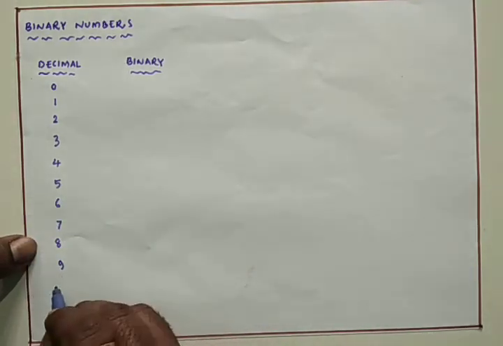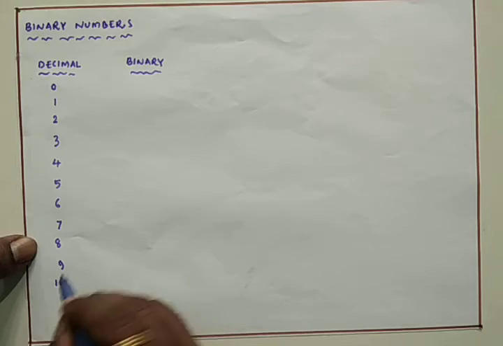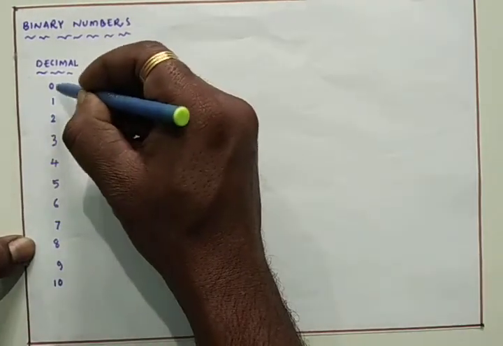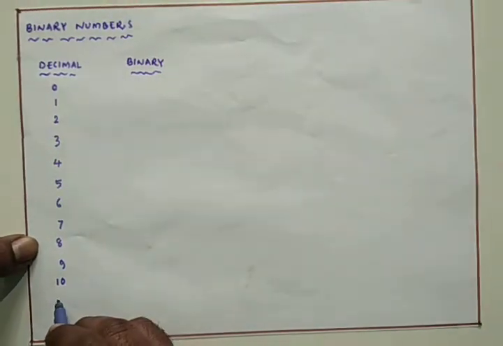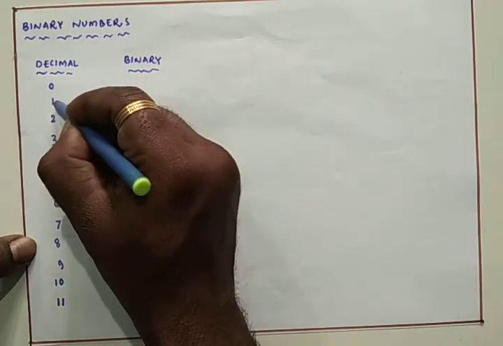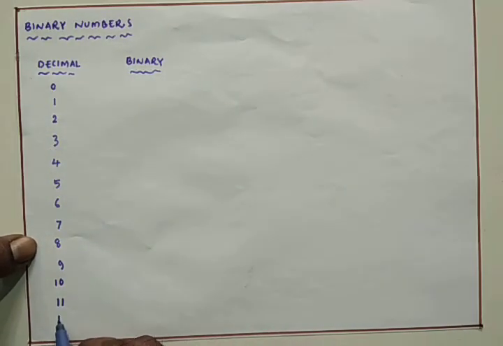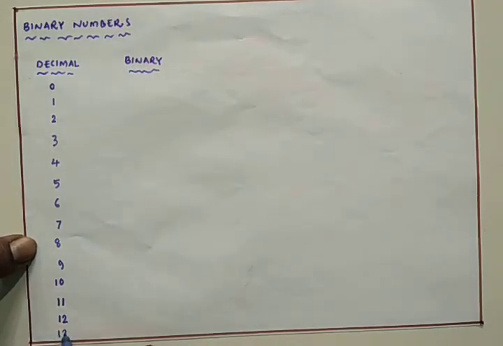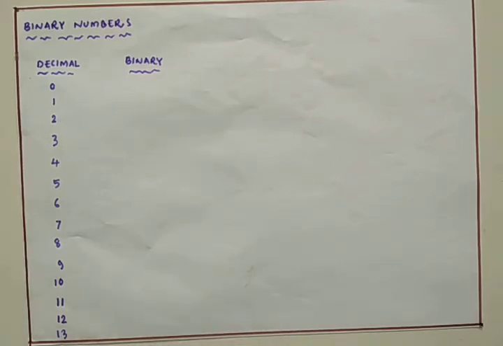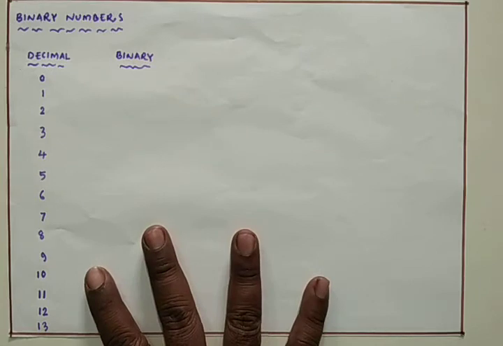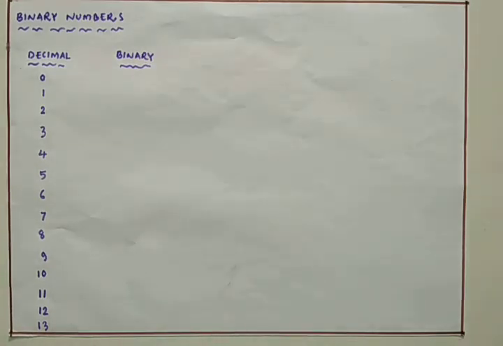So the next number in the decimal system is 1 0, which is nothing but 10. It is a combination of 1 and 0. Next one is 1 1, a combination of 1 and 1. Next one is 1 2. Next one is 1 3. In such cases, we should study what their equivalent binary numbers are.